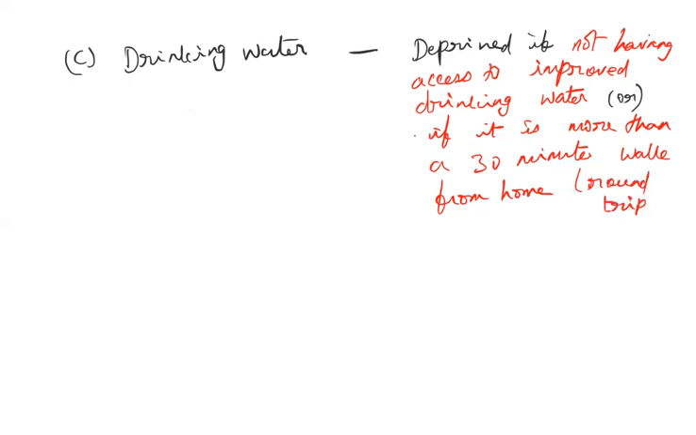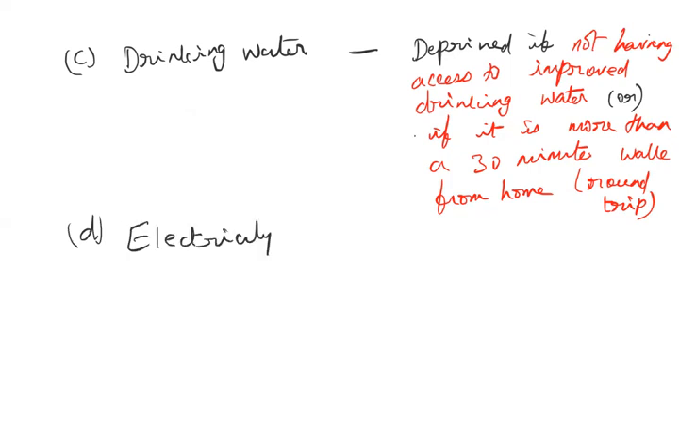So put it very simply, they have to fetch water from a far off place, which takes a minimum of 30 minutes to and fro. So if that is the kind of drinking water facility they are having, then they are deprived of the accessibility to proper drinking water in their household. Okay. Then the next index here is electricity.